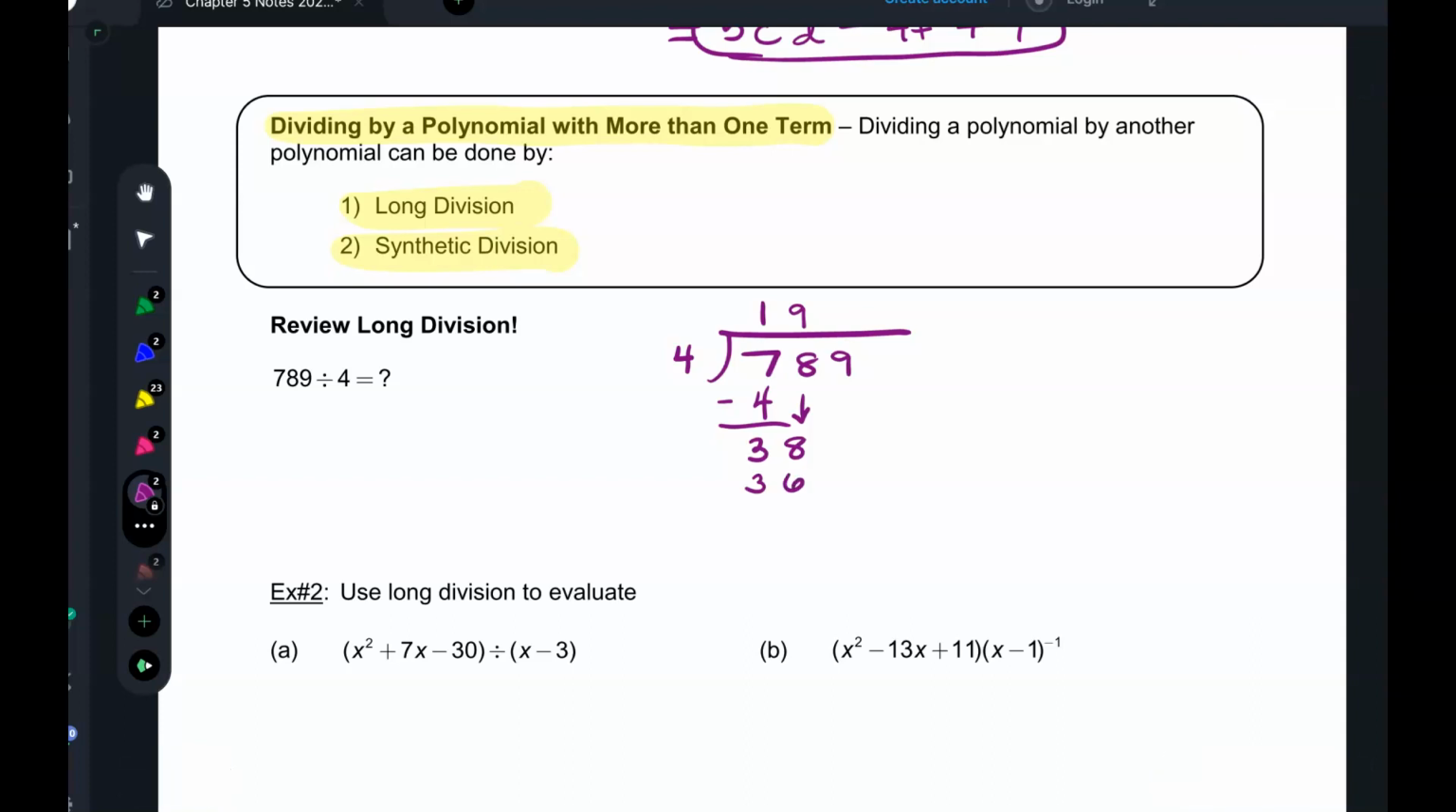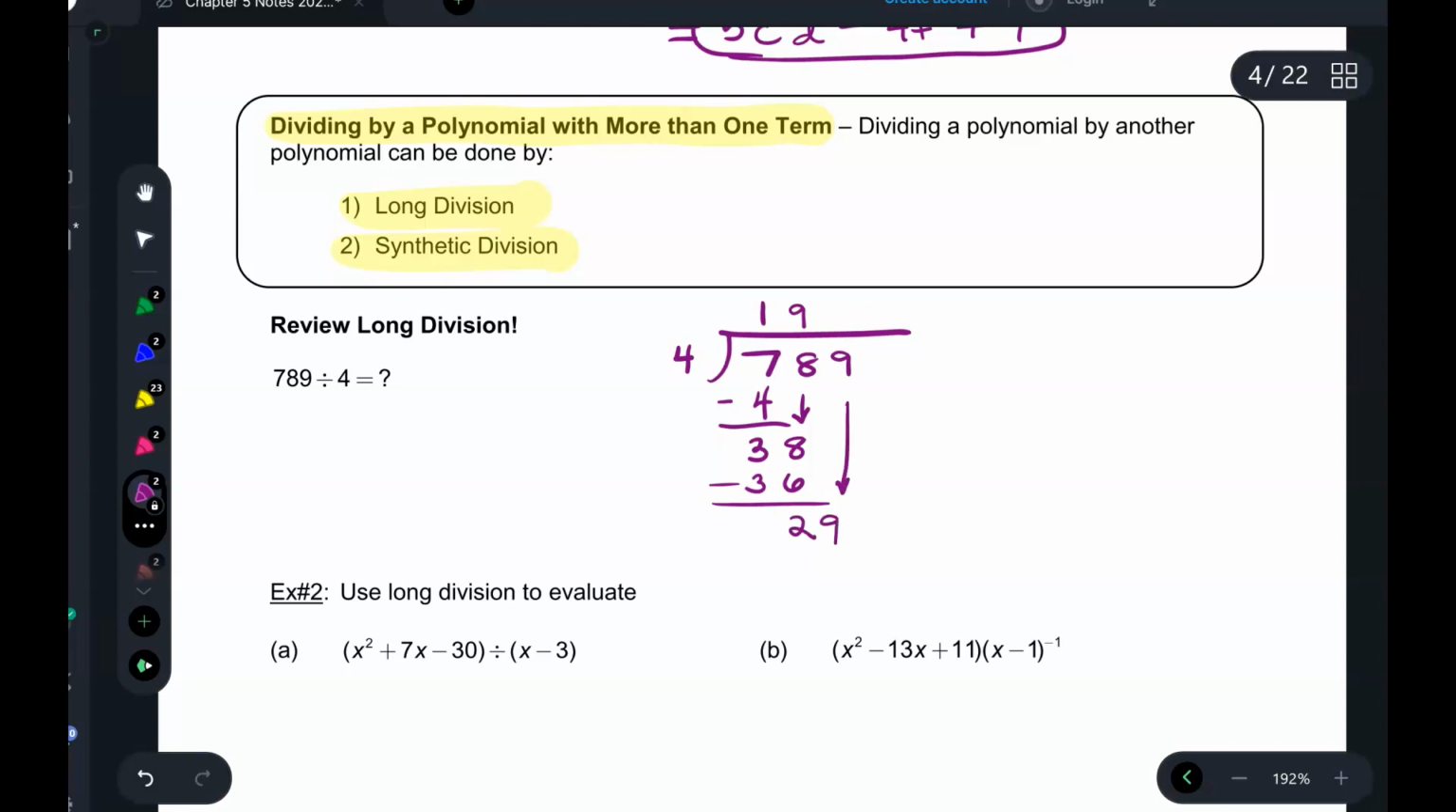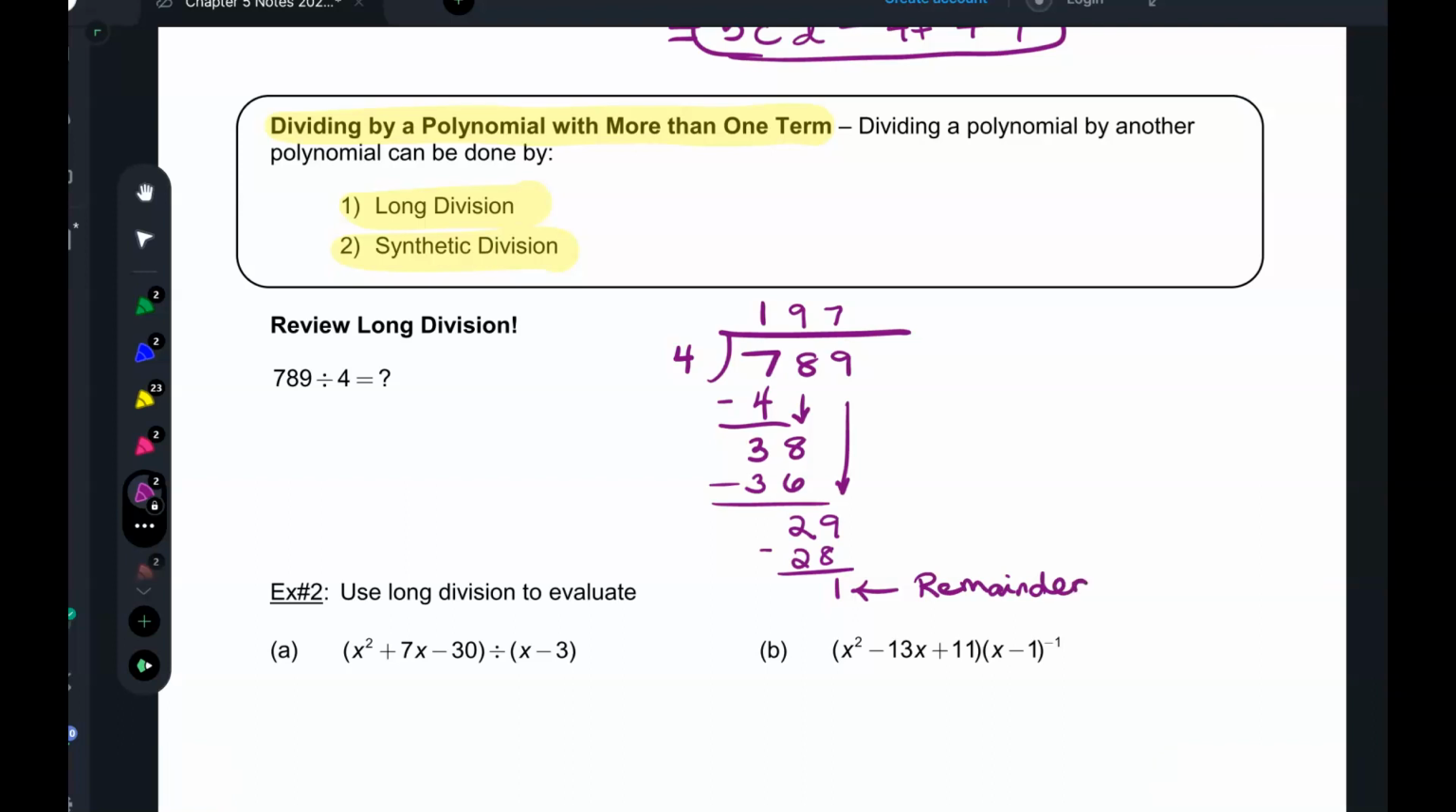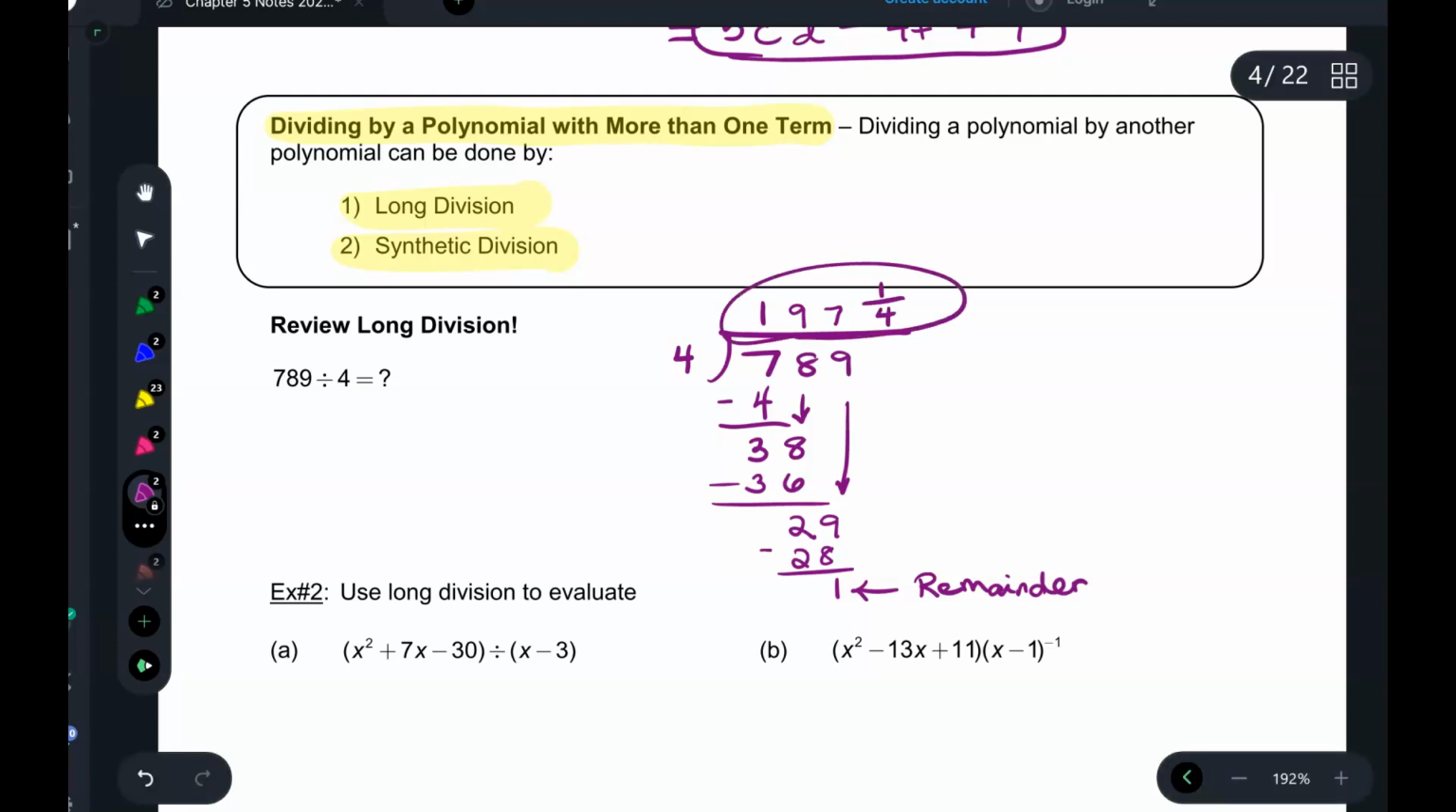What do we do next? Subtract, we get 2. Bring down that 9. 4 goes into 29, 7 times, we get 28. Subtract. So this is our remainder. So if I want to write this as a fraction, a mixed number, 197 and we're going to put 1 over 4. I got 197.25. 0.25 is how you would write it as a decimal.